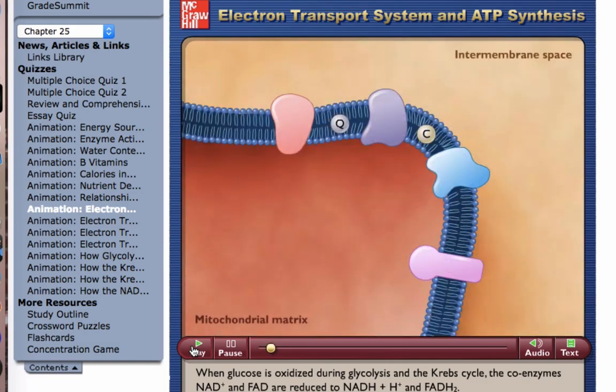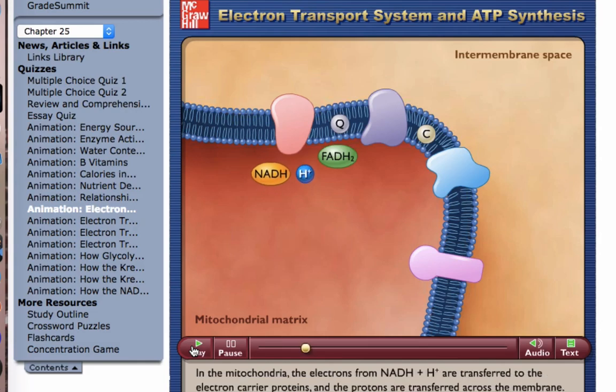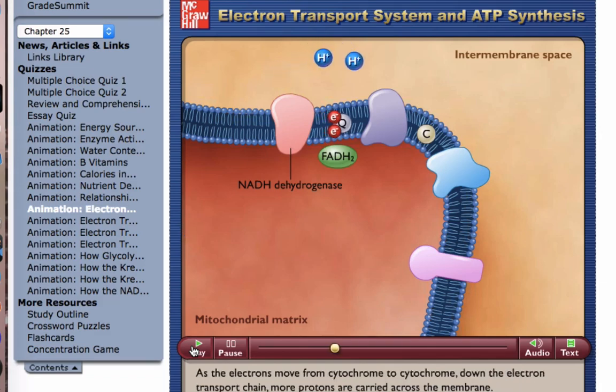When glucose is oxidized during glycolysis and the Krebs cycle, the coenzymes NAD plus and FAD are reduced to NADH plus H plus and FADH2. In the mitochondria, the electrons from NADH plus H plus are transferred to the electron carrier proteins, and the protons are transferred across the membrane. As the electrons move from cytochrome to cytochrome down the electron transport chain, more protons are carried across the membrane.